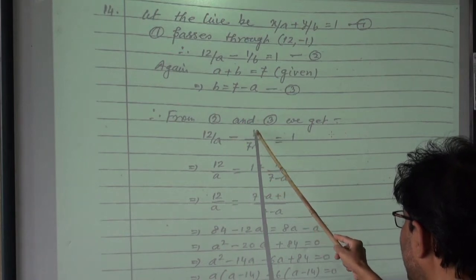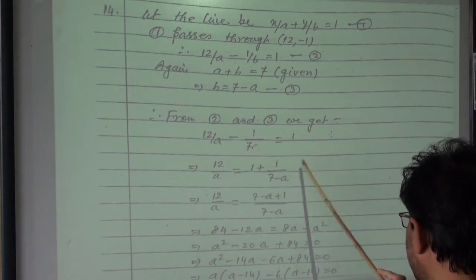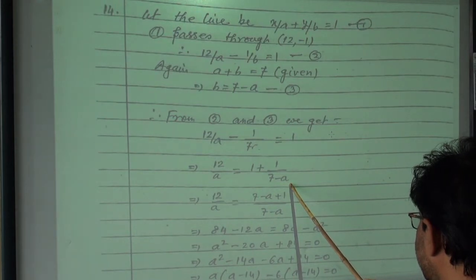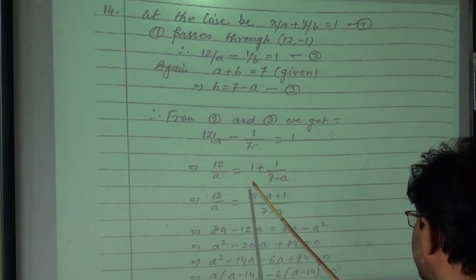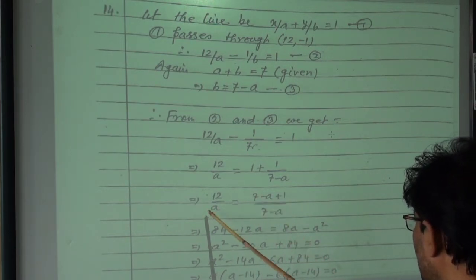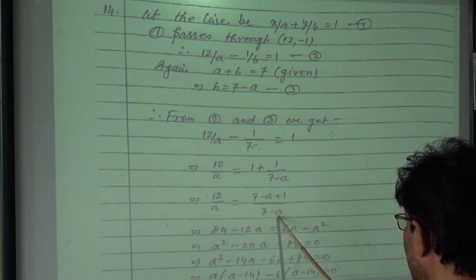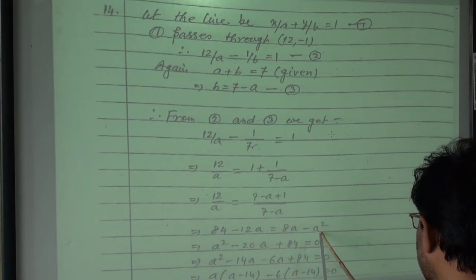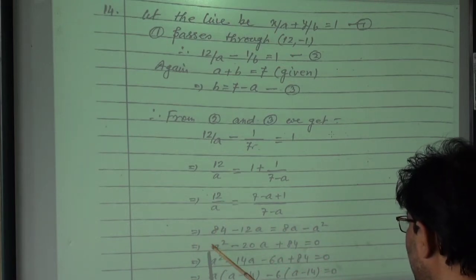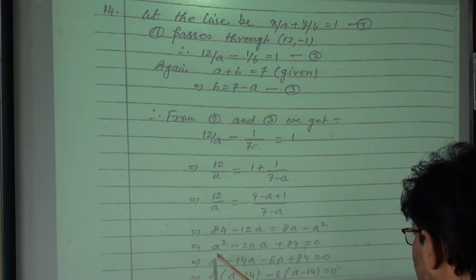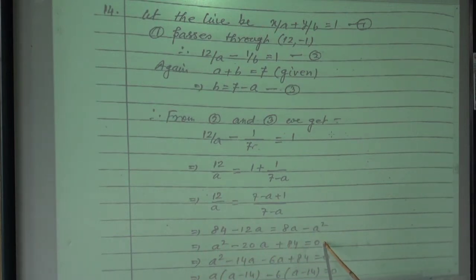Next step, this minus this will go to the right side. So 1 by 7 minus a. Take LCM here. LCM is this. 7 plus 1 is 8, 8 minus a. Crosswise you have to multiply. Cross multiplication. So 8a minus a square. This and this will be multiplied: 84 minus 12a. Bring everything to the left side. A square minus 20a plus 84 equal to 0.